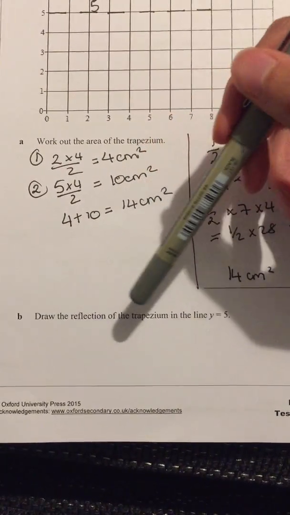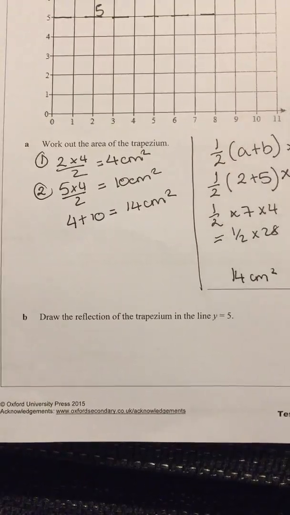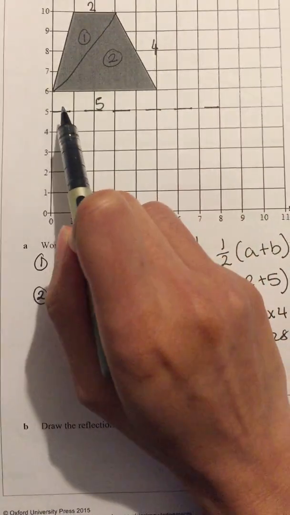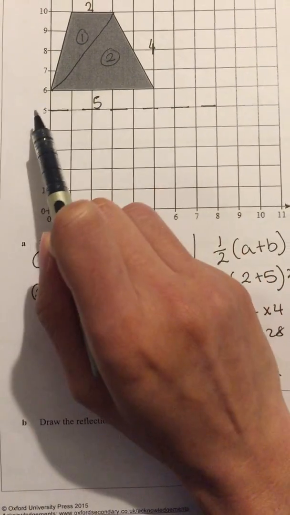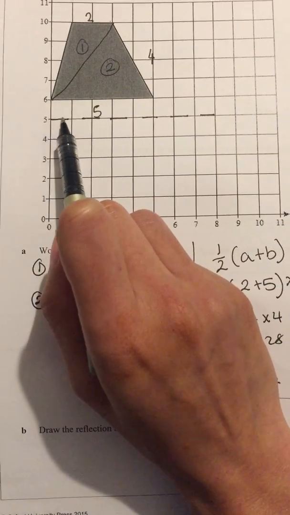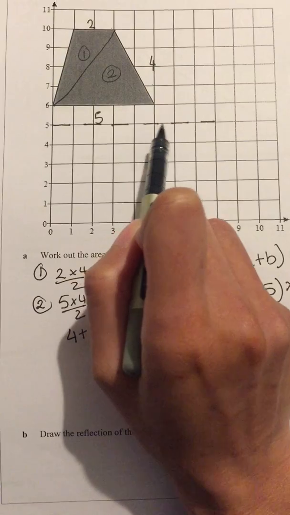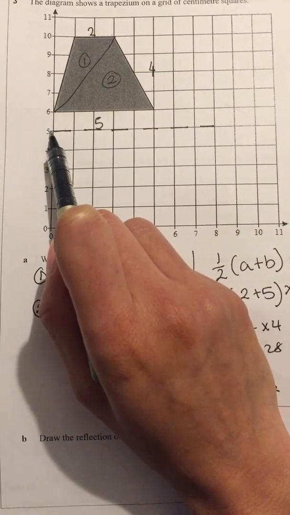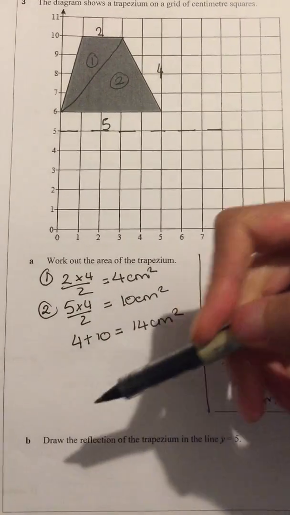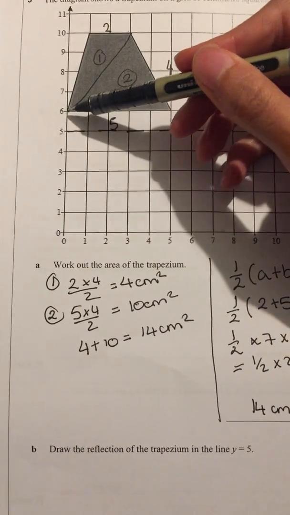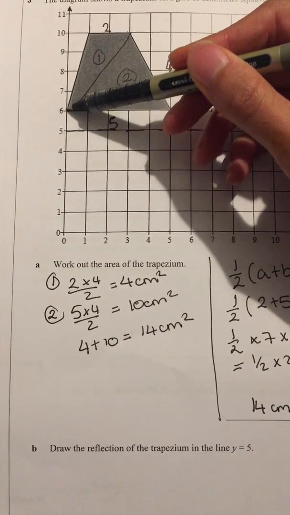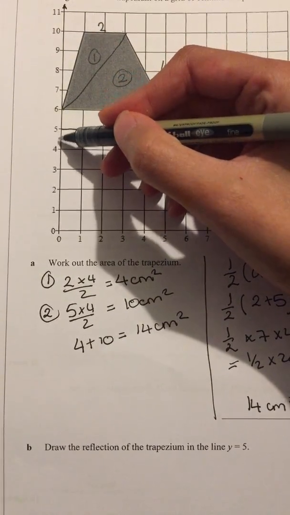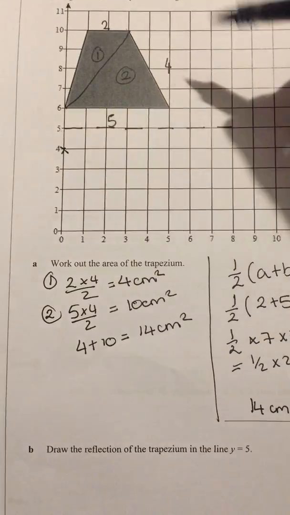B says draw the reflection of the trapezium in the line y equals 5. So the first thing we have to do is put in the line y equals 5, which I've dashed here. The line y equals 5 has to be a straight line that goes through the y coordinate 5. Okay? We then have to reflect it. So we take each corner in turn. This corner is 1 square above my line, my dotted line. So the corresponding corner will be 1 square below, which is there.